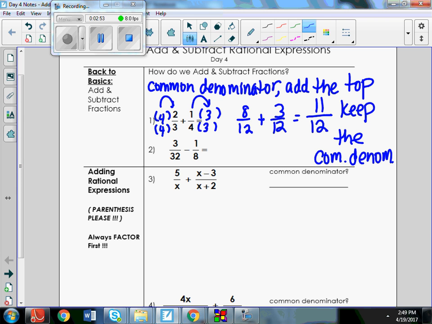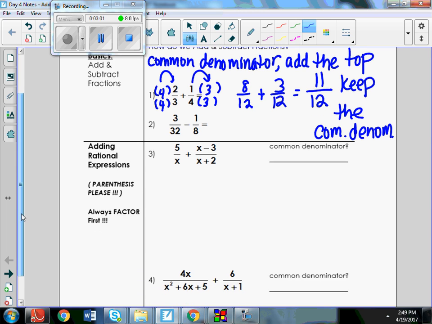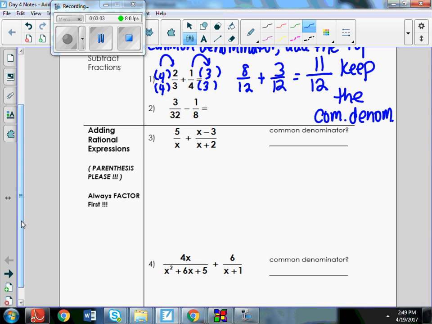So on number 1, we had to multiply both fractions to make a common denominator of 12. If you look at number 2, you've got 3 over 32 minus 1 over 8. Do I have to multiply them both? No. Which one could I multiply? The 1 over 8. What am I going to multiply it by to make it match? 4. Good.